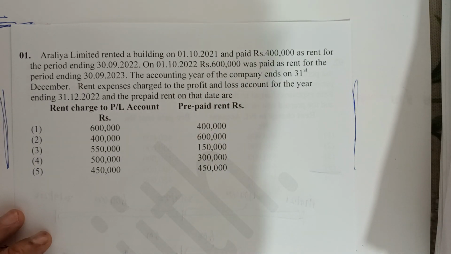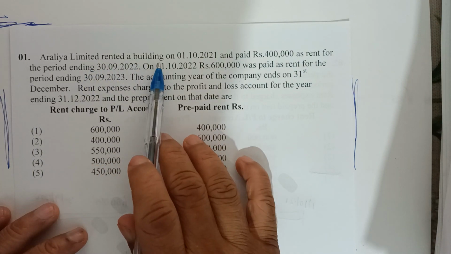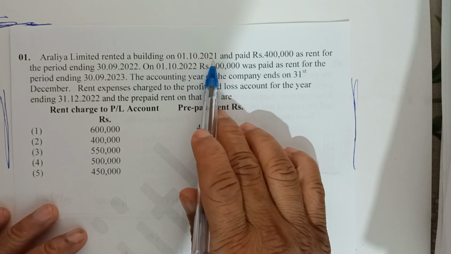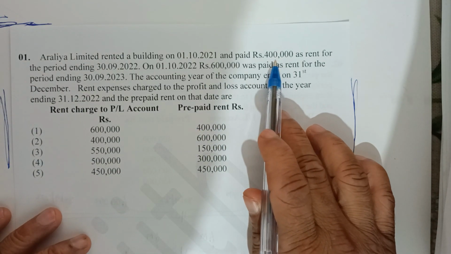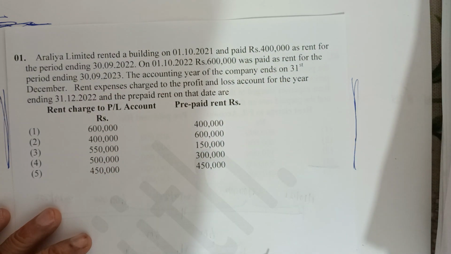They ask for rent expense for the year and prepaid rent. You have to apply accrual concepts. Think: an expense should be included in the income statement, paid or not, for the year's value. It has given that rent was paid at 1st October 21, 400,000 for the period ending 30th September 2022.